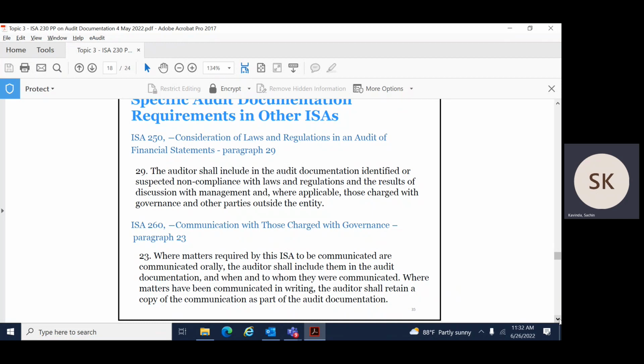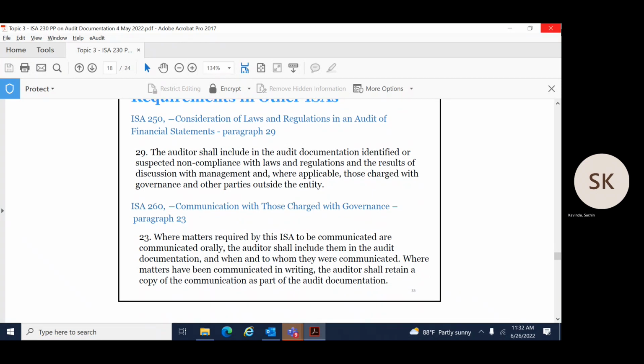Matters required by this standard to be communicated. The auditor shall include them in the audit documentation and when and to whom they were communicated.